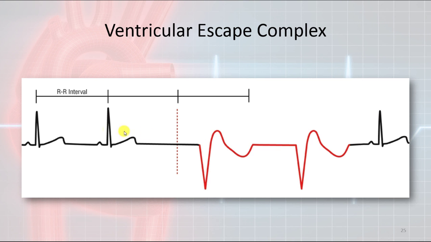In this case, we have a sinus rhythm or a sinus beat and a sinus beat. We have the expected next beat right here, and it doesn't occur. So what happens is the ventricle takes over, but the SA node did not pick up again, so it threw another ventricular escape complex.